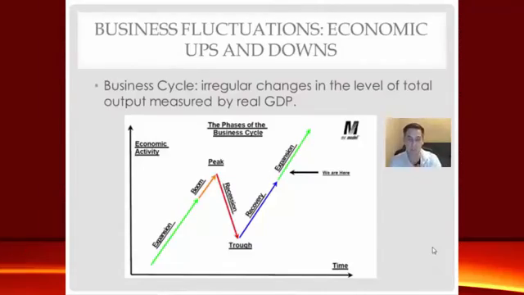Business fluctuations, economic ups and downs. We'll be following the business cycle, which is the irregular changes in the level of total output measured by real GDP. So we've got an X and Y axis there. The Y axis you see is economic activity. That means aggregate supply and demand is going real strong. And then over time, that's your X axis at the bottom.